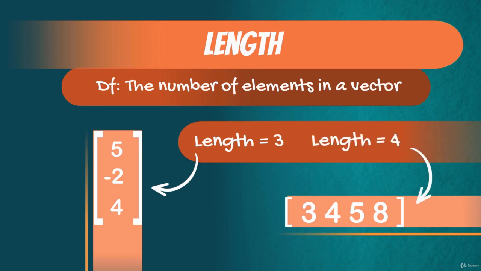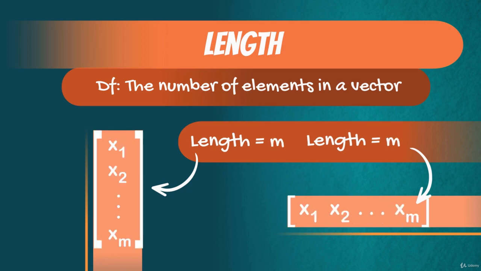Okay, great! In the general case, a vector's length can be designated as m. So, a column vector would have dimensions m by 1, and a row vector 1 by m. Regarding the notation, the elements of a vector x would be x1, x2, until xm.